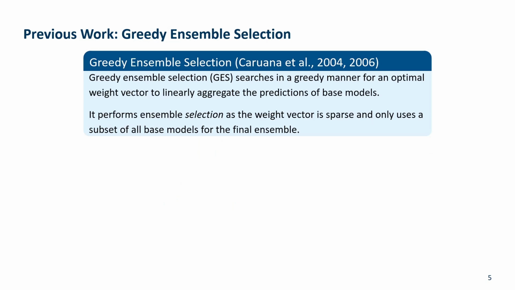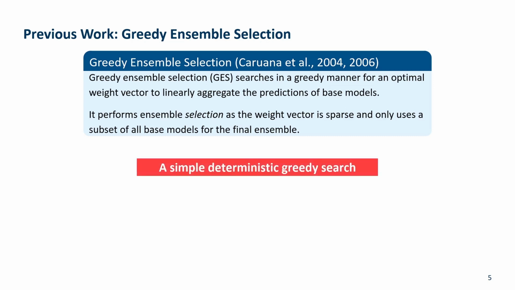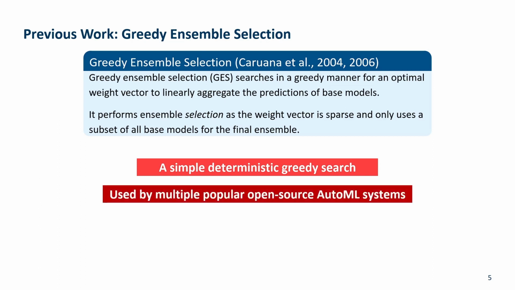Greedy ensemble selection searches in a greedy manner for an optimal weight vector to aggregate the predictions of base models. It performs ensemble selection as the final weight vector is sparse and only uses a subset of all base models for the final ensemble. Yet greedy ensemble selection is only a simple deterministic greedy search. And still it is frequently used by AutoML systems like AutoGluon, Auto-sklearn, Auto-PyTorch or MLJAR supervised.